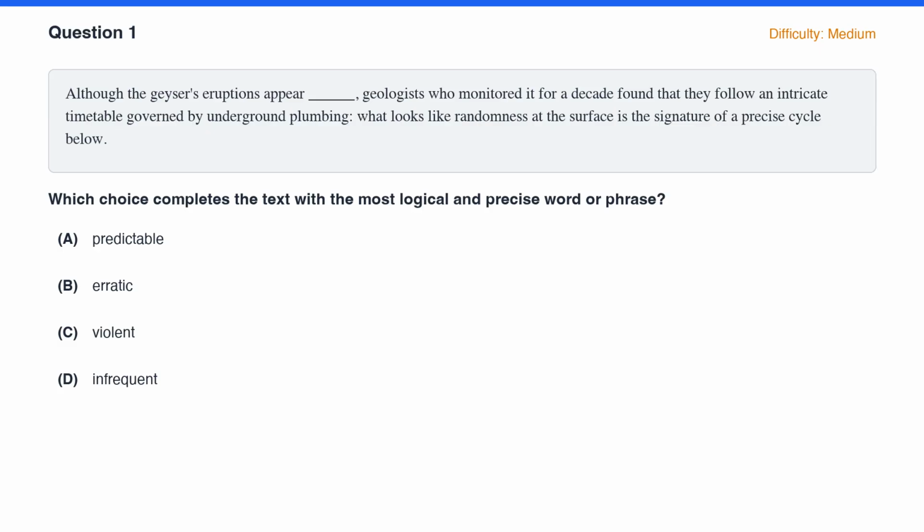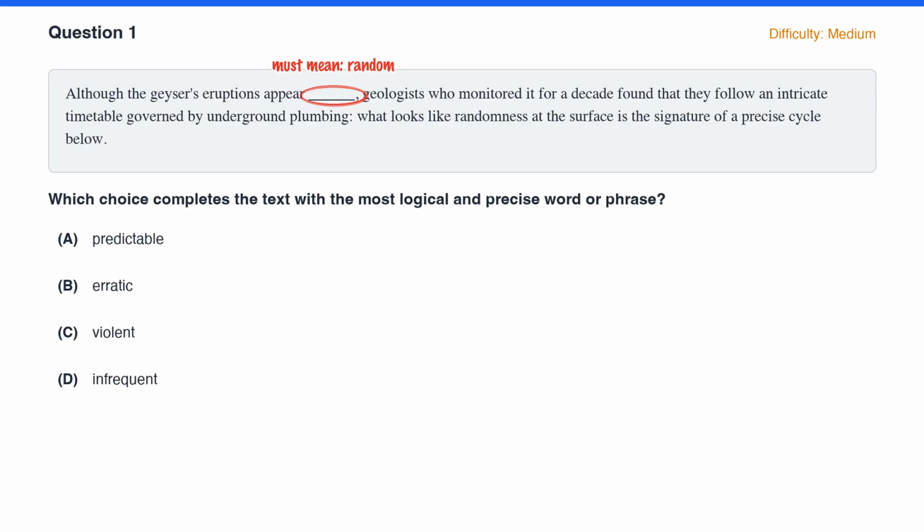Here we need the most logical word for the blank. Look past it to the real clue. The sentence says what looks like randomness at the surface hides a precise cycle below. So the blank has to capture that surface impression, eruptions that seem random and irregular.